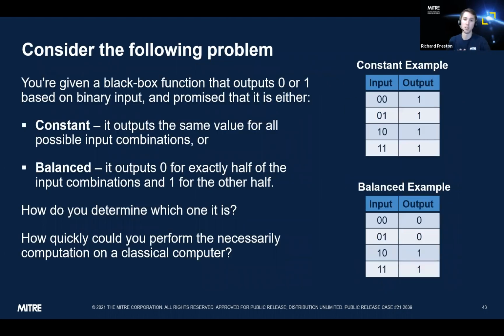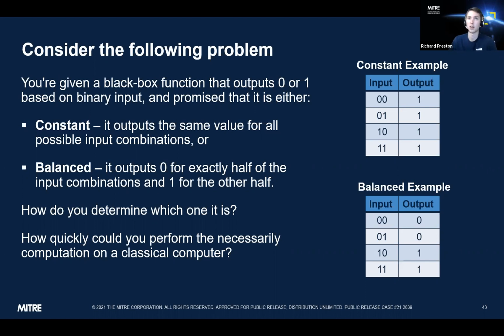Here I'll give you a simple basic example of a quantum algorithm. This is a toy algorithm, so it's not that serious, but it works quite amazingly, and hopefully you'll be able to follow how it works. Consider the following problem. You're given a black box function that outputs 0 or 1 based on a binary input, and you are promised that it is either constant, which means it outputs the same value for all possible input combinations, or it is balanced. It outputs 0 for exactly half the input combinations and 1 for the other half.